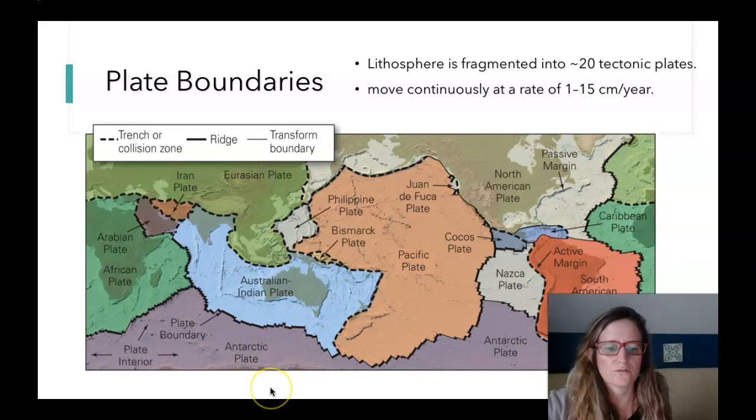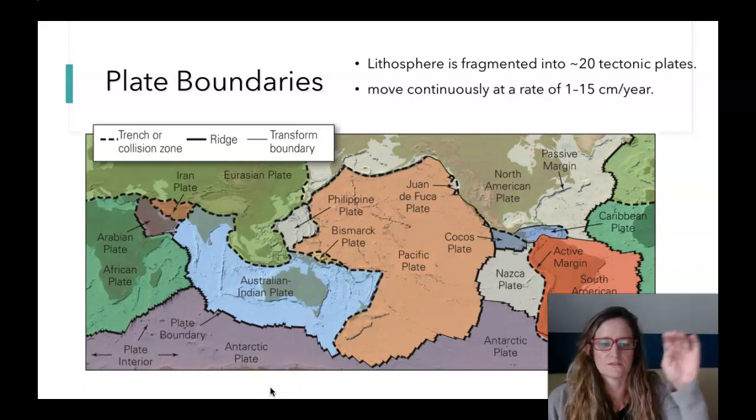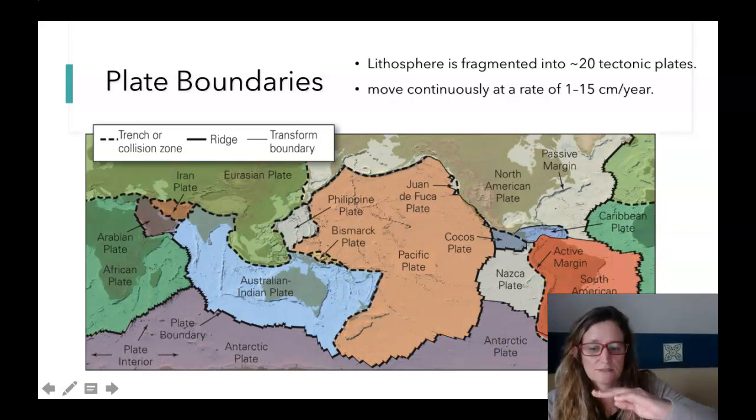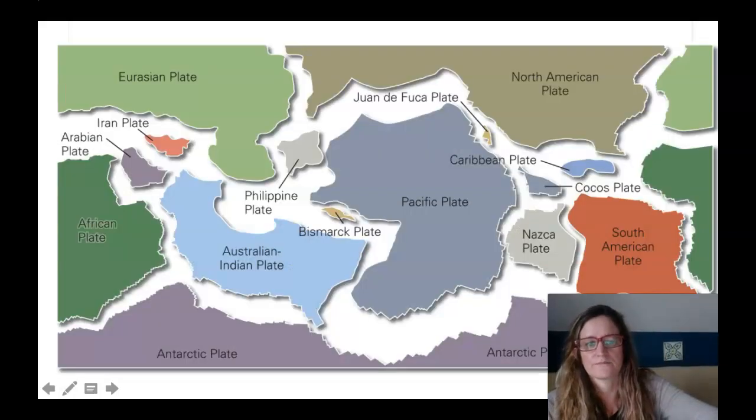Transform faults, though, do make those little notches in the mid-ocean ridges known as fracture zones. So here's a really big one here. There's a fracture zone across the mid-ocean ridge. So each of these stair steps are little fracture zones that are tiny little transform boundaries.